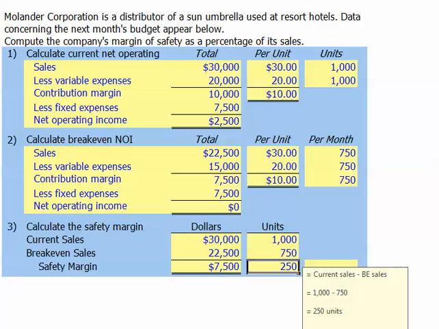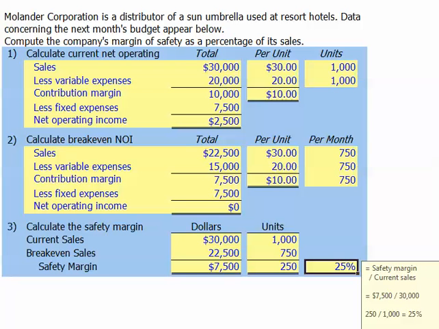On a percentage basis, our safety margin is 25%, which can be found by taking our $7,500 safety margin and dividing it by our $30,000 sales, or simply dividing our safety margin in units of 250 by our current sales of 1,000 units.